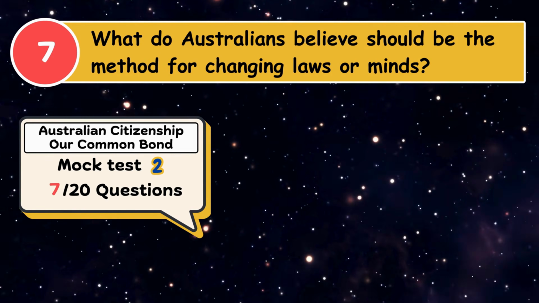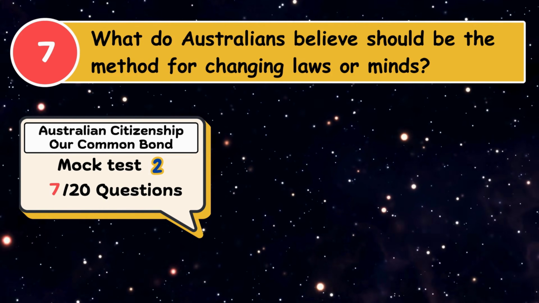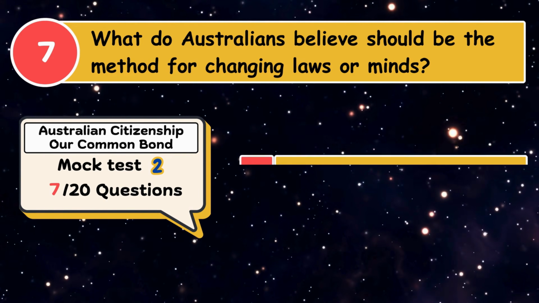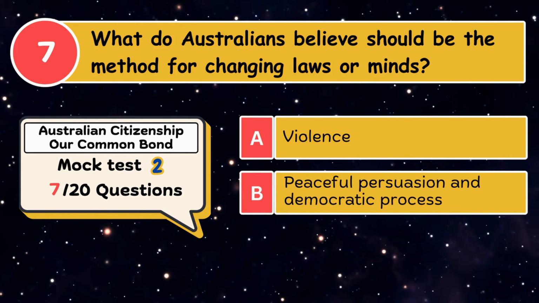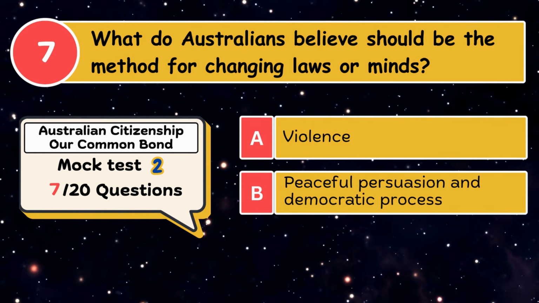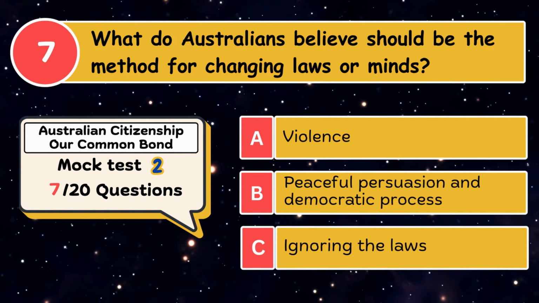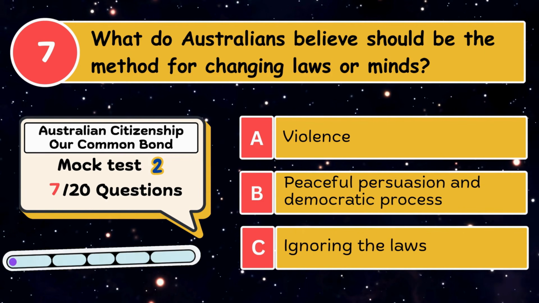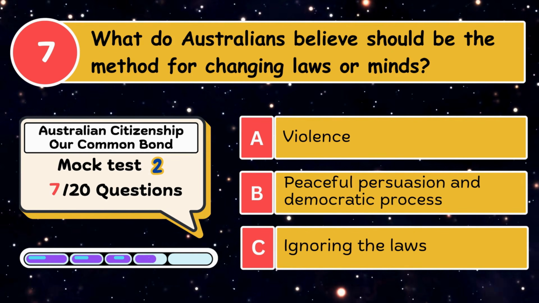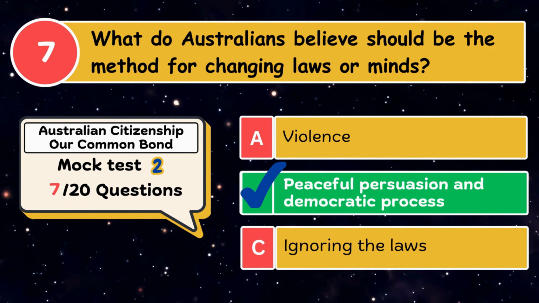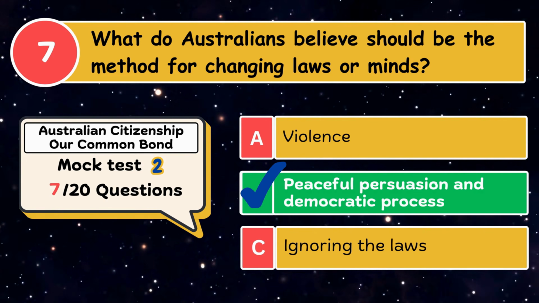What do Australians believe should be the method for changing laws or minds? A. Violence. B. Peaceful persuasion and democratic process. C. Ignoring the laws. The correct answer is peaceful persuasion and democratic process.